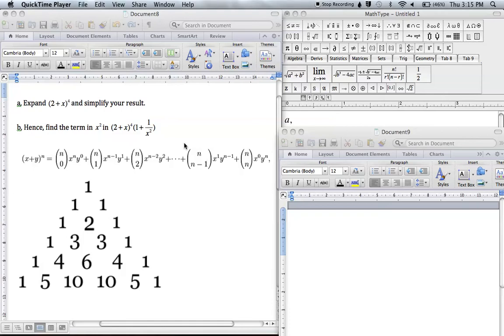May 2010, question 5 on paper 1. Expand (2 + x) to the power of 4 and simplify your result.